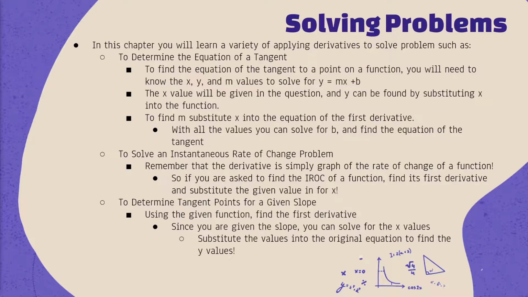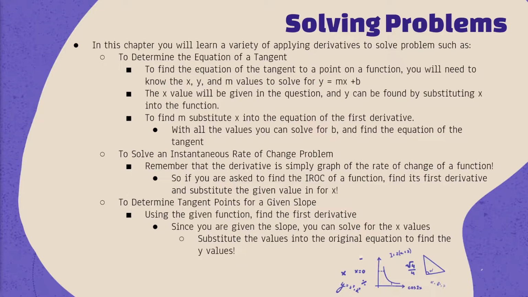The second type of problem that we have is actually related to instantaneous rate of change. As you may recall, the derivative is simply the graph of the rate of change of a function. So how does the graph of x squared change? Oh well, its rate of change is actually the graph of 2x, and that is what you need to understand for this chapter. So if you're asked to find the instantaneous rate of change for a function, all that means is that you need to find the first derivative.